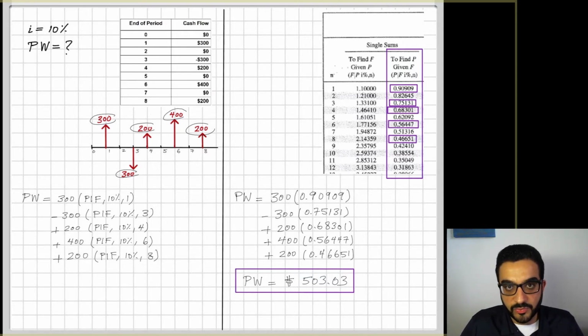Now I will leave you with this task. Calculate the future worth in this detailed way. Every cash flow, bring it to the future by its own F given P factor, and then do the same thing we did with examples 1 and 2. Compare the future worth that you calculate in the detailed way to the present worth that we just calculated. And you will find that same P given F, F given P relationship that we explained before.